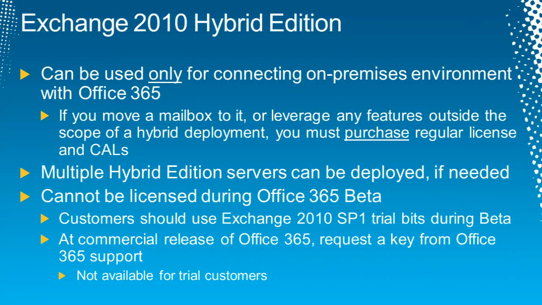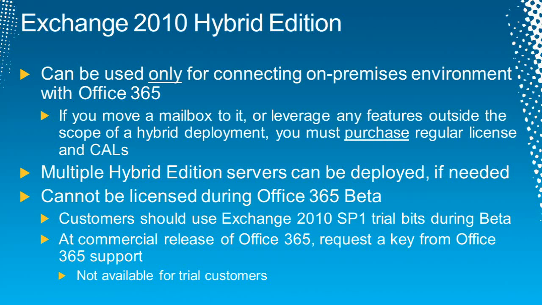Once Office 365 is out of beta and generally available, it's at that point you can contact Office 365 support and request a hybrid edition product key, or multiple keys if you need them. And they'll go ahead and provide you with those, and you can plug them into that server, and it will then, at that point, identify itself as the hybrid edition. Until you do that, it's going to identify itself as a trial edition.